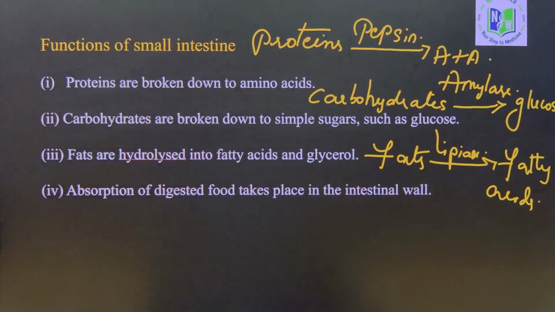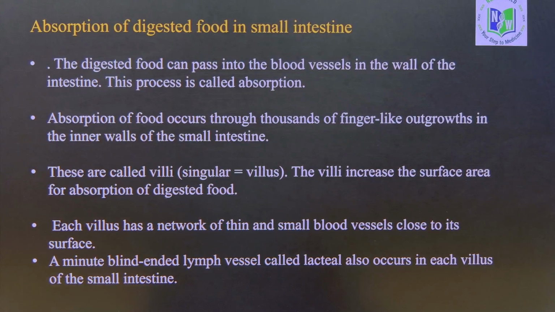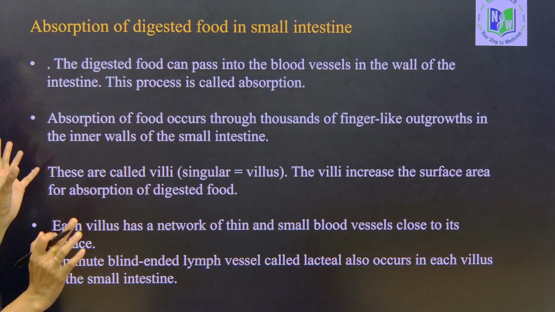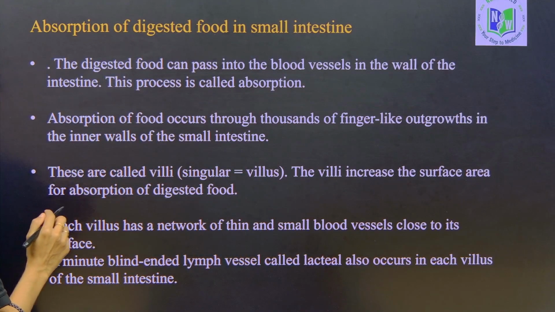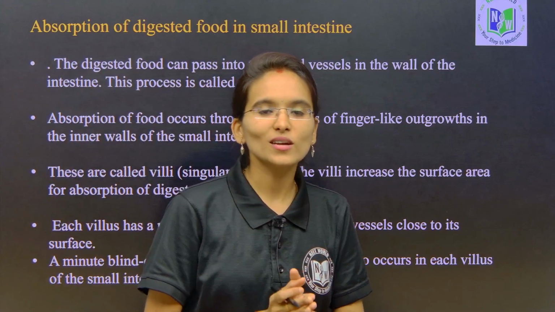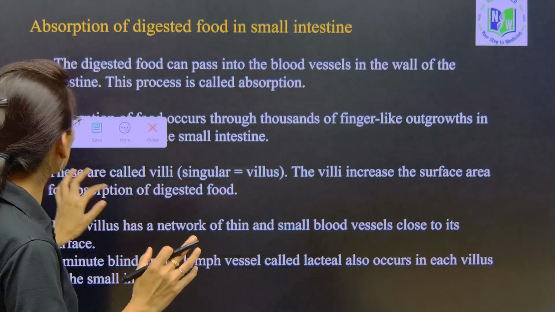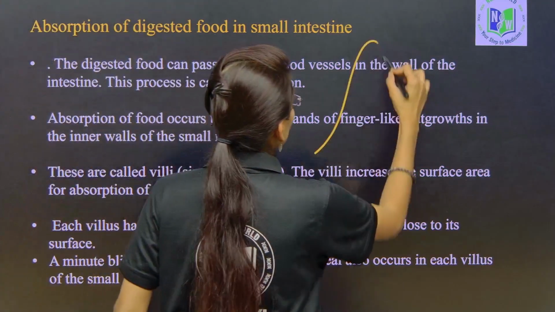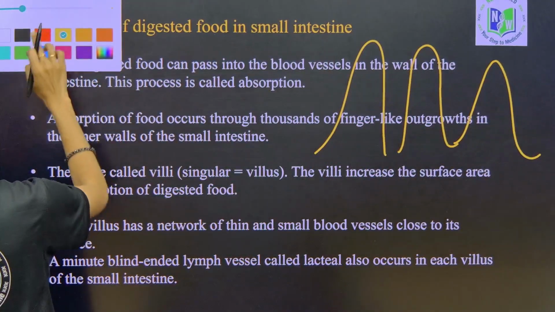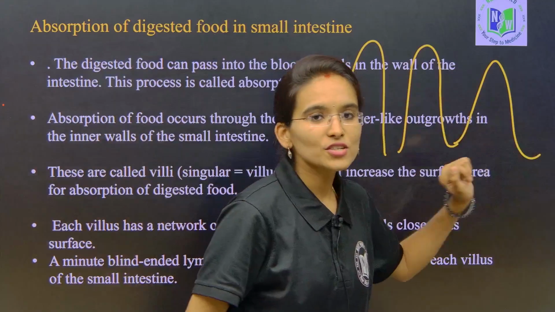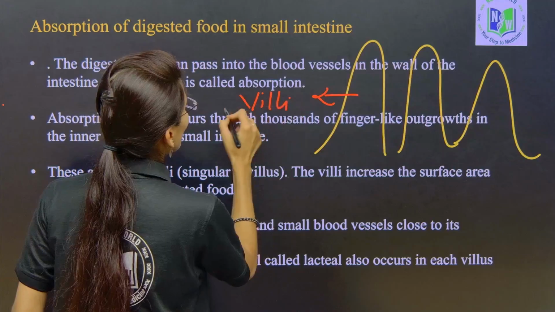Now next, let us understand how the digested food is going to be absorbed. Inside the small intestine we can find finger-like projections. Inside the small intestine, what is present, my dear students? Long finger-like projections are present. These finger-like projections are called villi.